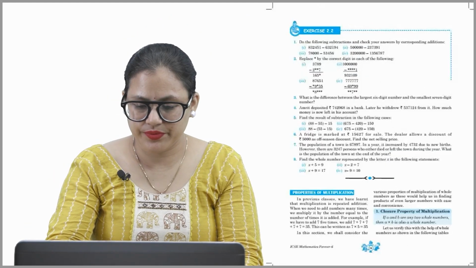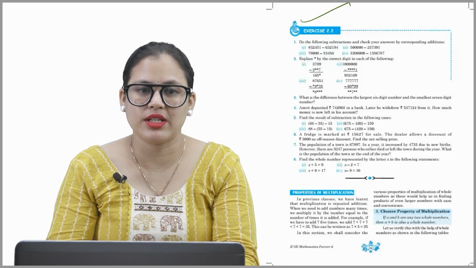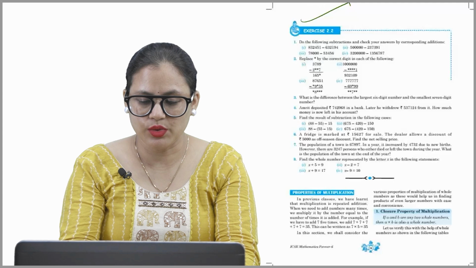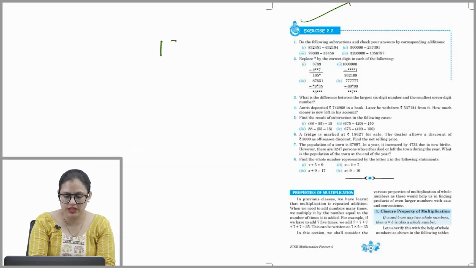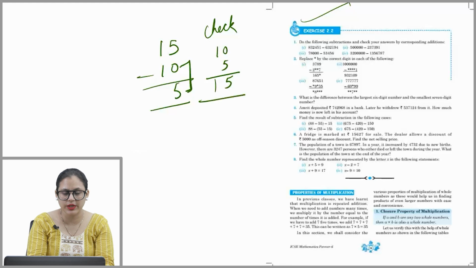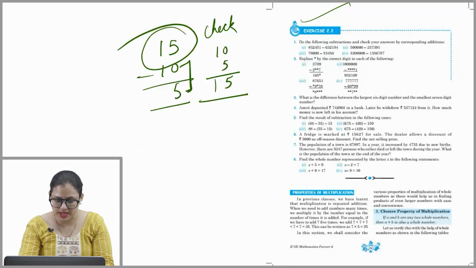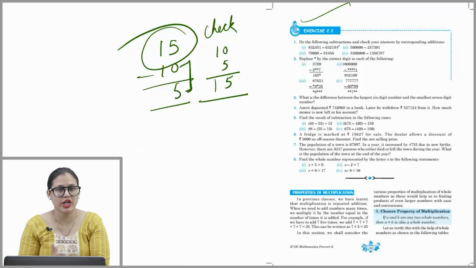Exercise 2.2. Do the following subtraction and check your answer by corresponding additions. Okay, students, you will do like this, like 15 minus 10 is what? 5. And then you will check your answer. You will add these two numbers. 10 plus 5 is equal to 15. That means your answer is correct. So, similarly, you will subtract these numbers and then you will check your answer.